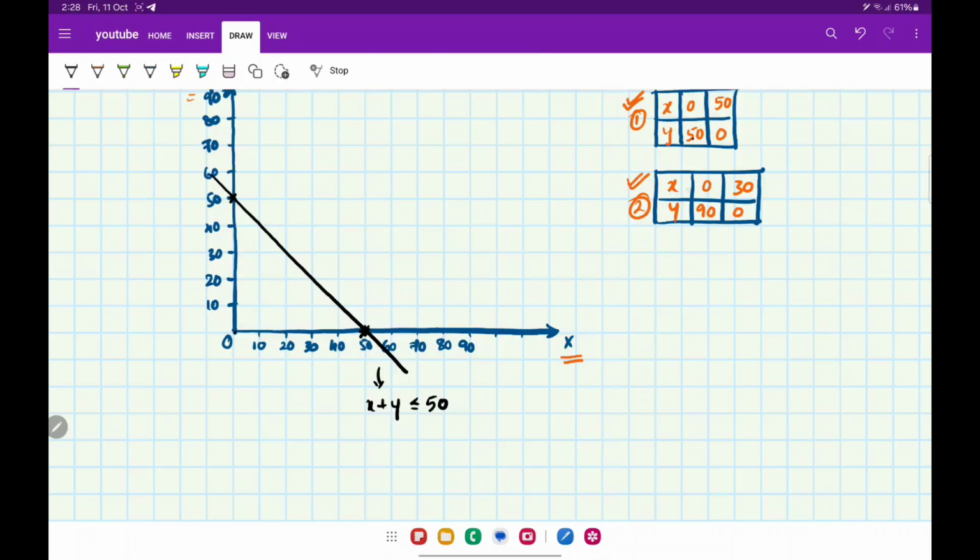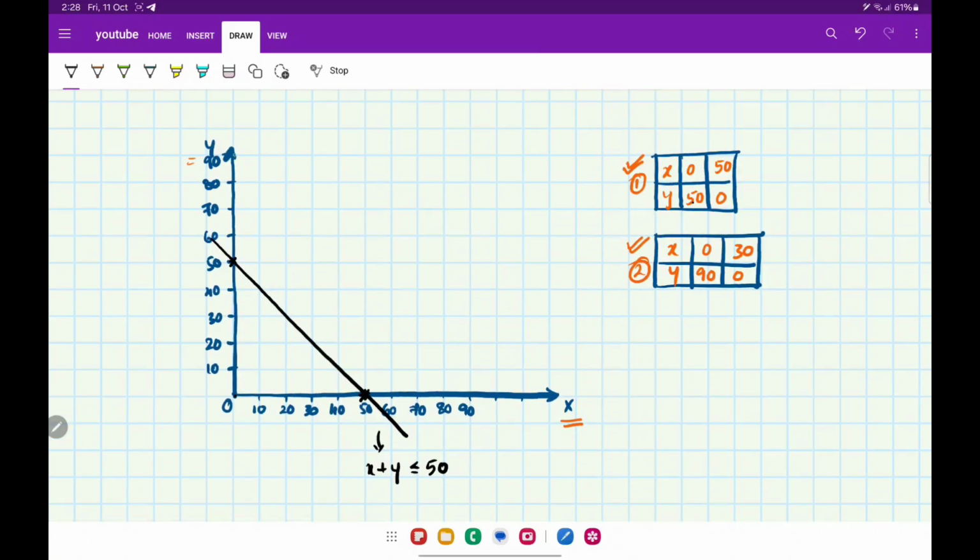Now let's plot the graph for the second constraint. That is, x is 0 and y is 90. So plot the point 0 comma 90: 0 on the x-axis and 90 on the y-axis. This is the first point we have got. The next is 30 comma 0: 30 on the x-axis and 0 on the y-axis. Join these 2 points to form another line. The graph of the second constraint is 3x plus y is less than or equal to 90. So we have plotted the lines for both the constraints.